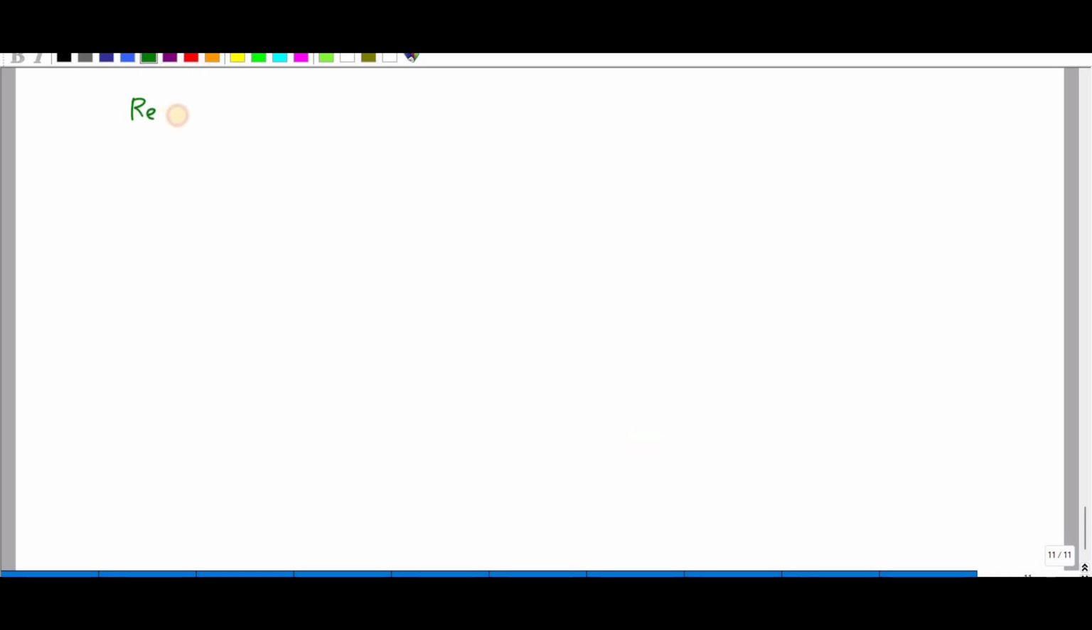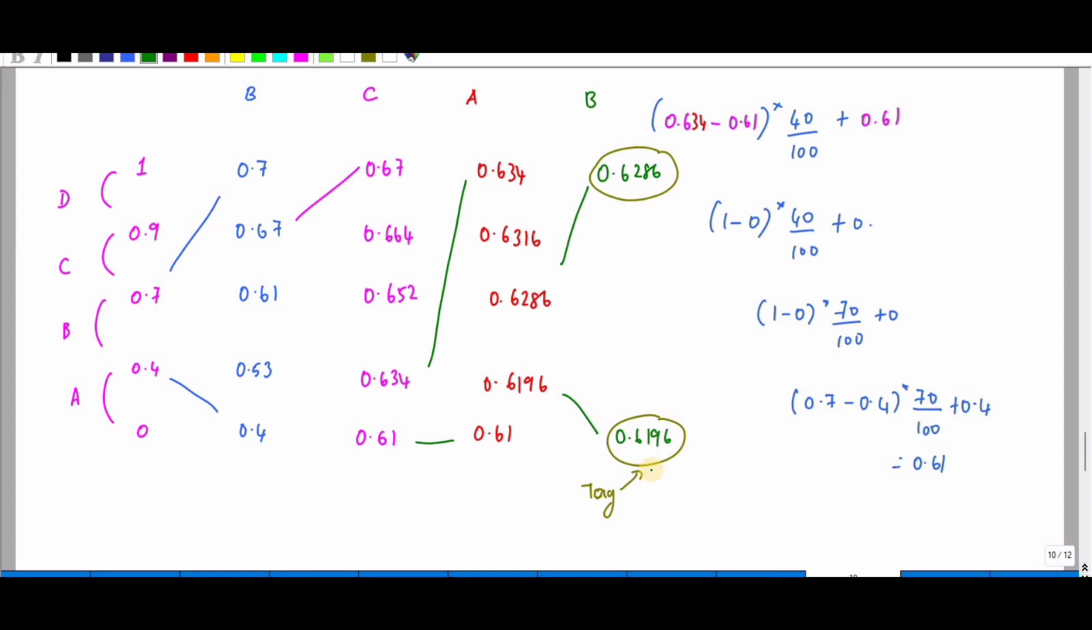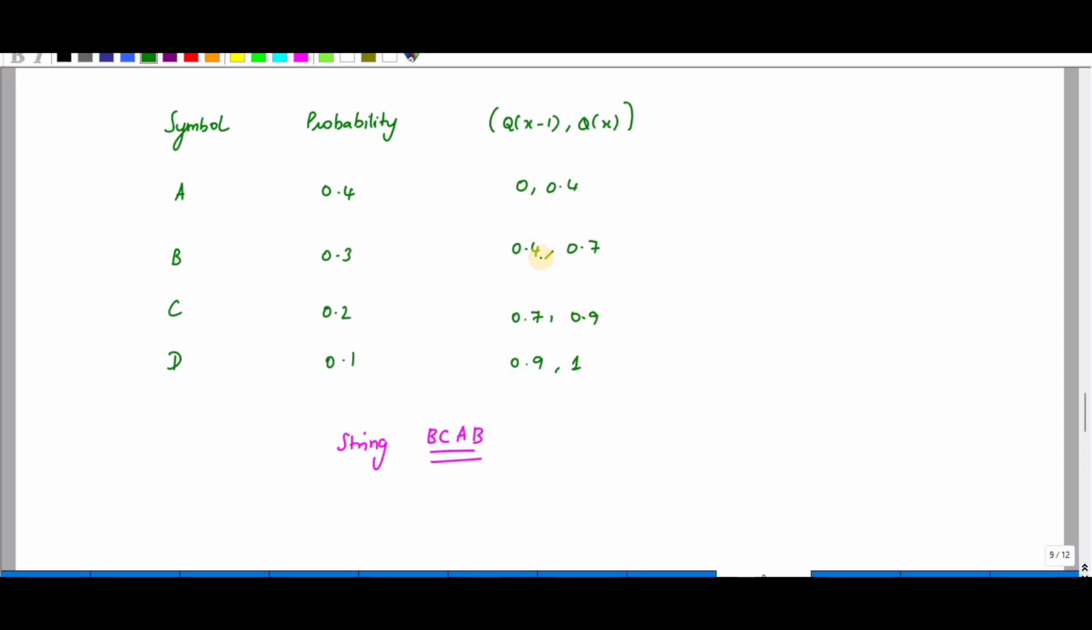At the receiver side, I need to decode, right? So the decoding process starts here. The value V is my decoded code, which is 0.6196. This is the minimum value. 0.6196 falls in the range 0.4 to 0.7, so the symbol is B.